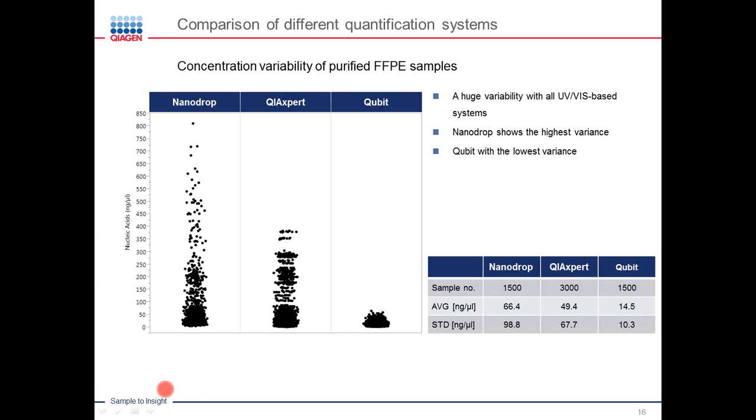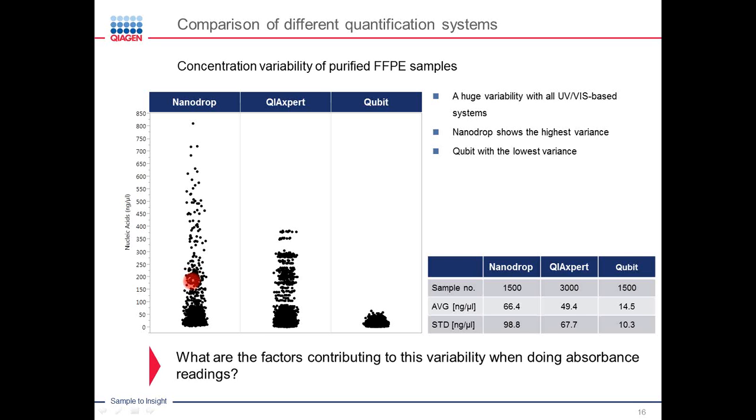And what you will immediately notice is, compared to the qubit system over here, you see a much higher variability in the data points on both absorbance-based measurement systems. And this, of course, immediately triggers the question, why is that the case? What are the factors contributing to this variability when doing absorbance readings?